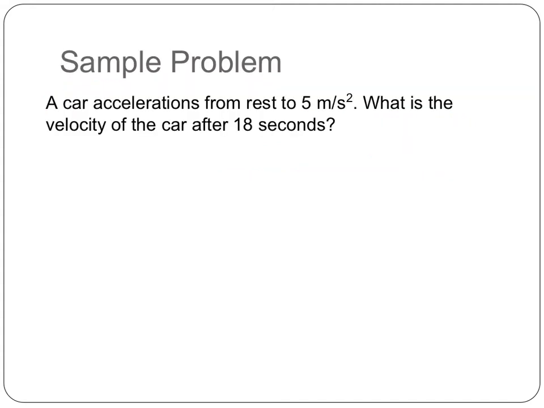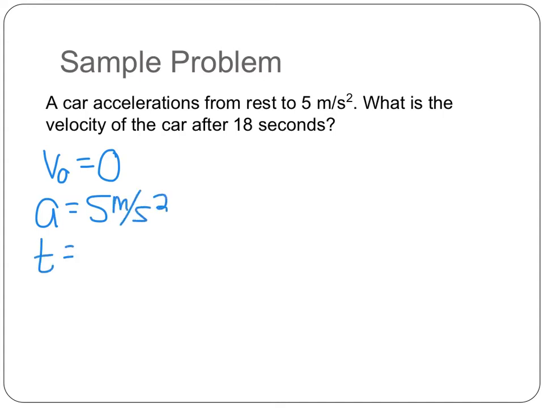So our first sample problem. A car accelerates from rest at 5 meters per second squared. What is the velocity of this car after 18 seconds? The first thing we always do when we get to problems is write down what we know. So first we know the car accelerates from rest, so our initial velocity is 0. It is not given in this problem, but it's something we can assume. We also know our acceleration is 5 meters per second squared, and we know our time is 18 seconds.